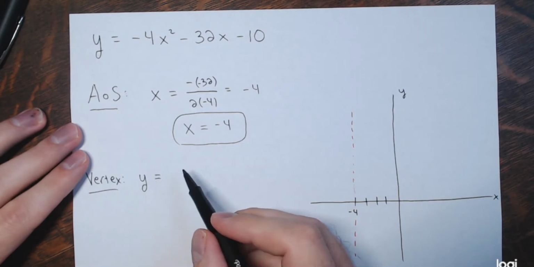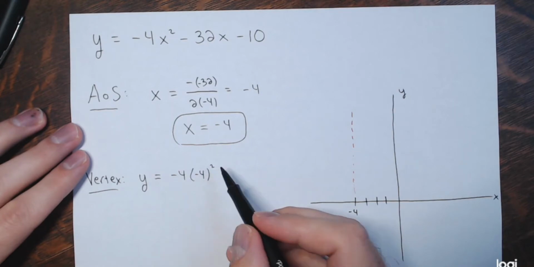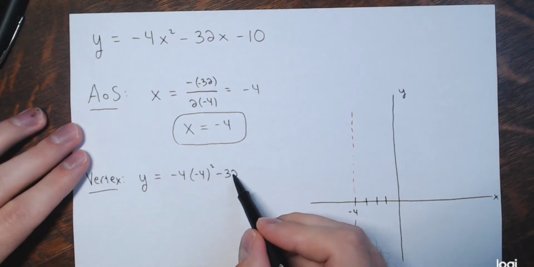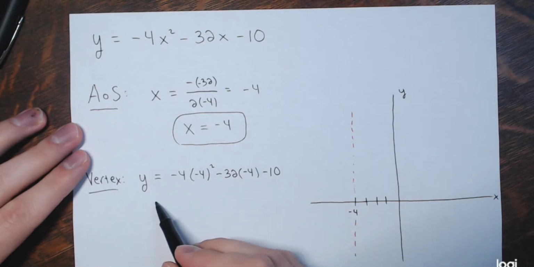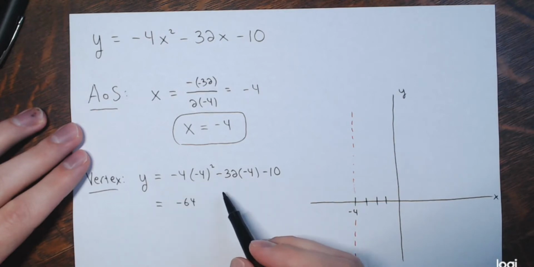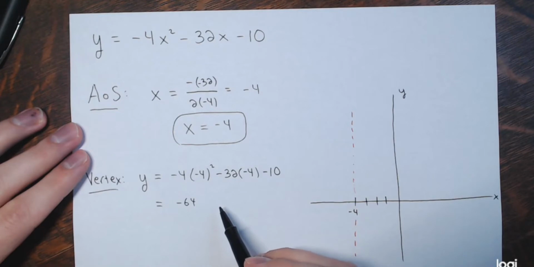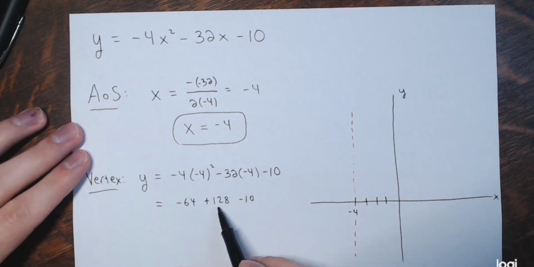So y equals negative 4 times negative 4 squared minus 32 times negative 4, and then minus 10. So this is negative 64, 16 times negative 4, and then plus 128, negative times negative, and then minus 10. That's positive 64 minus 10, that's positive 54. All right, so the vertex is at the point negative 4, comma, positive 54.